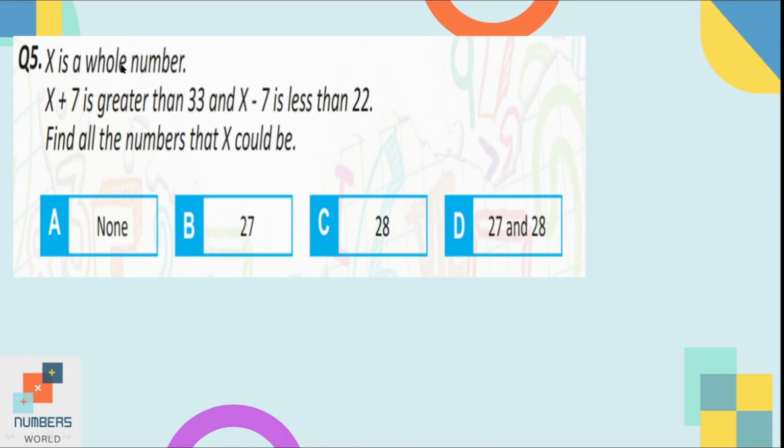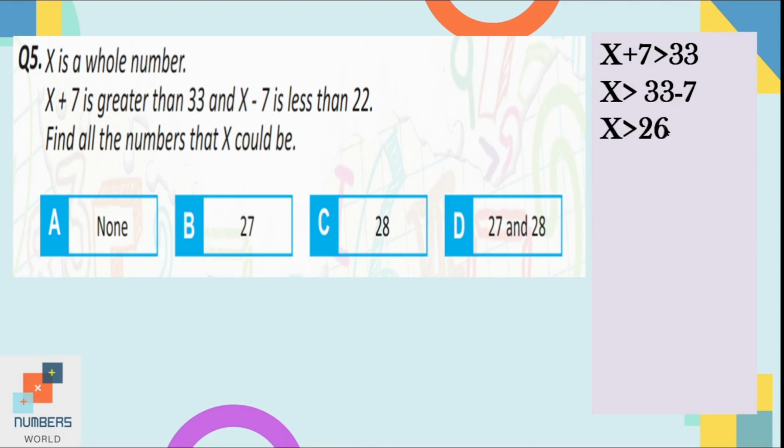Question number 5. X is a whole number. X plus 7 is greater than 33 and x minus 7 is less than 22. Find all the numbers that x could be. It is given in the question that x plus 7 is greater than 33. If we move 7 to the other side of the inequality sign, we get x is greater than 26.